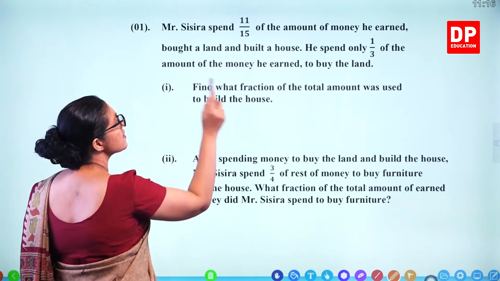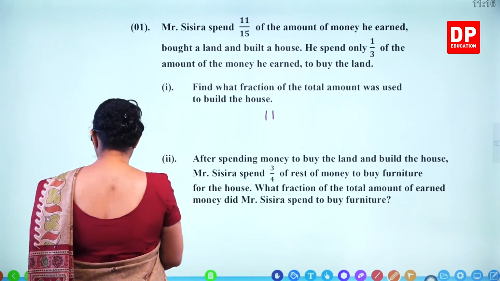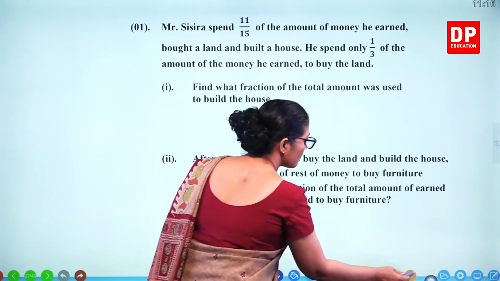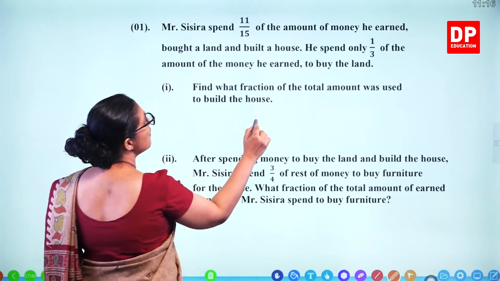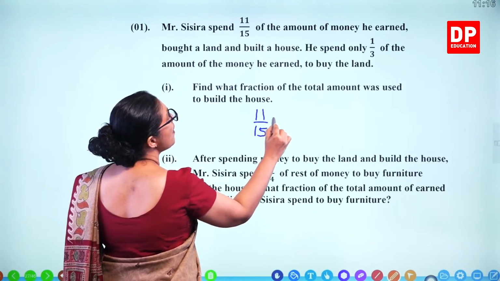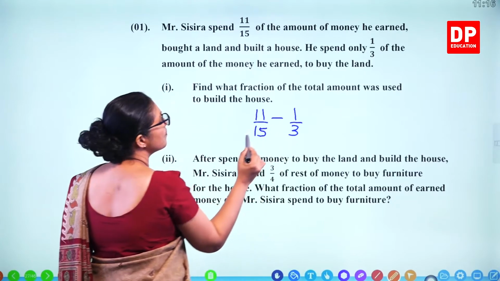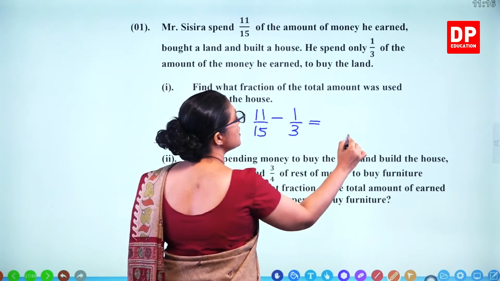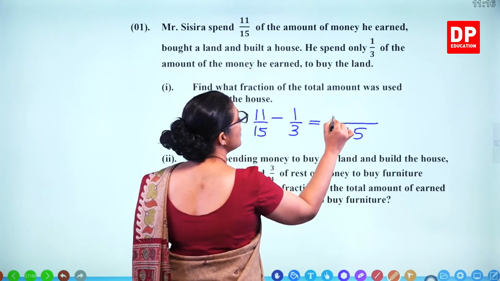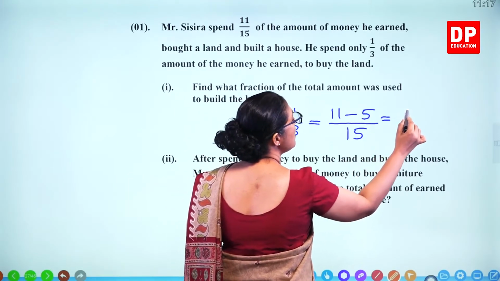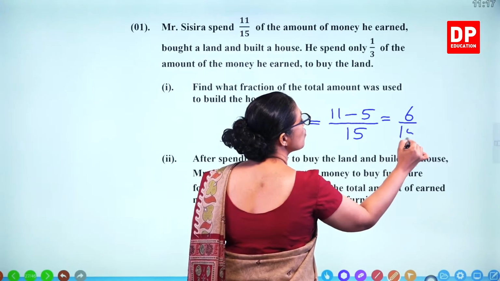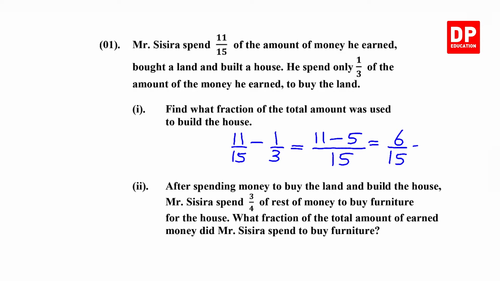So the difference, 11/15 minus 1/3. Lowest common multiple is 15. So convert it. 5 times 3, 15. 5 times 1, 5. 11 minus 5 is 6 out of 15. Or you can simplify and divide by 3, 2/5.